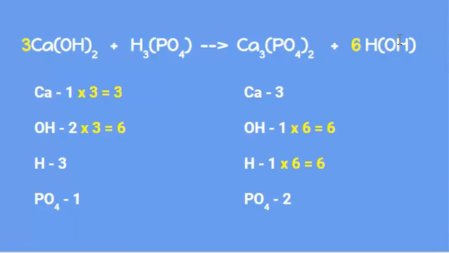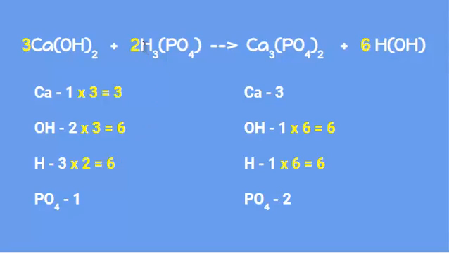Alright guys, what do you want to do next? How about focus on the hydrogen? Multiply by 2 on the reactant side. Where will that 2 go? Yep, right here in front of the H3PO4. What else changes? PO4 is also multiplied by 2. And if we look, we've got 3 and 3, 6 and 6, 6 and 6, 2 and 2, and now we have a fully balanced chemical equation.